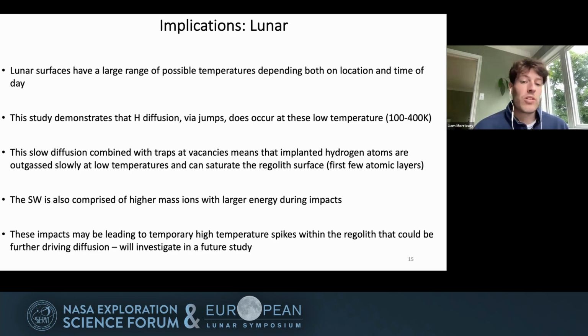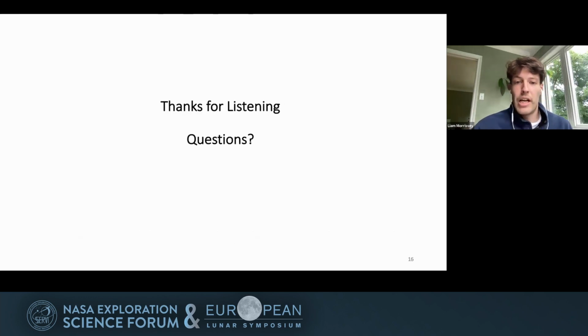Furthermore, we know that the solar wind is also comprised of higher mass ions that have a larger energy during impacts. These impacts may potentially be leading to temporary high temperature spikes within the regolith that may also be further driving diffusion. And this is our ending concept teaser that we want to look at in a future study. Thank you for listening.